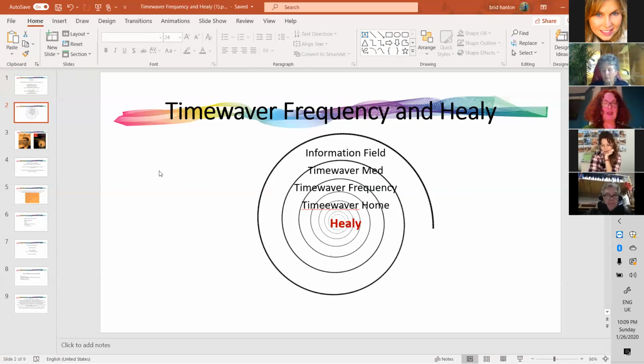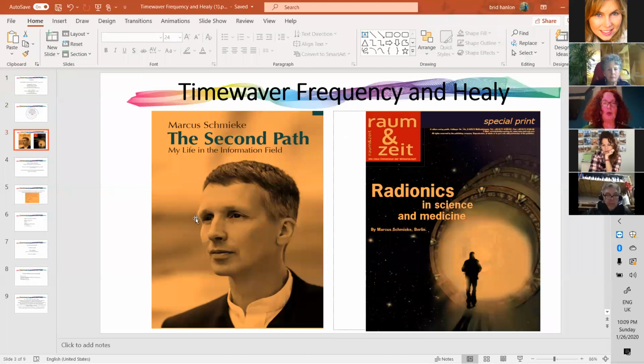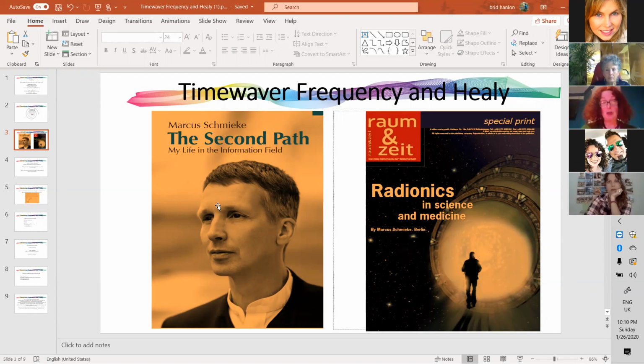So I want to introduce you to the man who created Timewaver and Healy, Markus Schmiecke, a German-born quantum physicist. One of his books is the only one I know of that's in English, although he's written 4 or 5 books about the information field. The others are in German. He's also written many books about Vedic Feng Shui, Vastu. Here's the title of a book that you might be interested in reading to find out more about his life, and a magazine that he's written in English about radionics and quantum medicine.